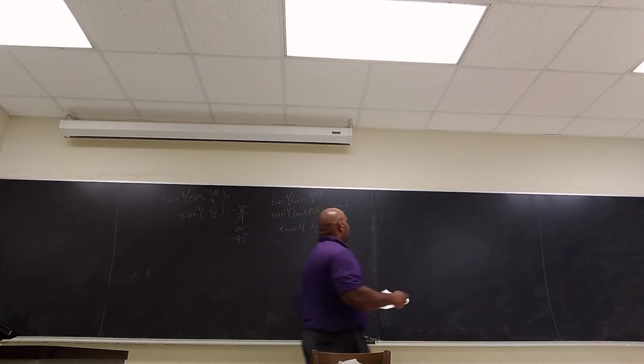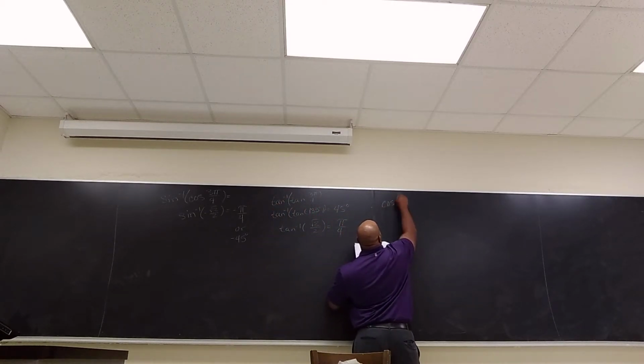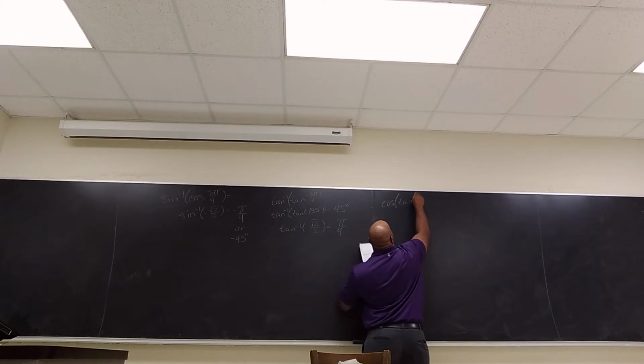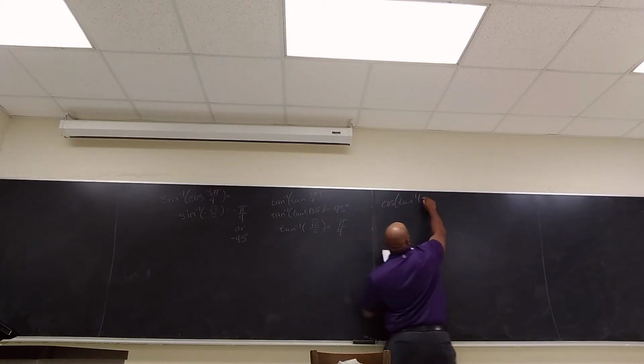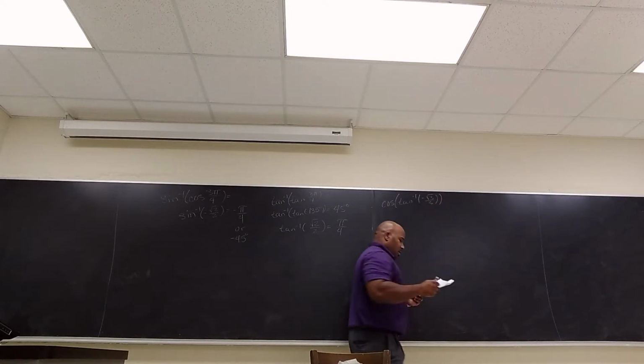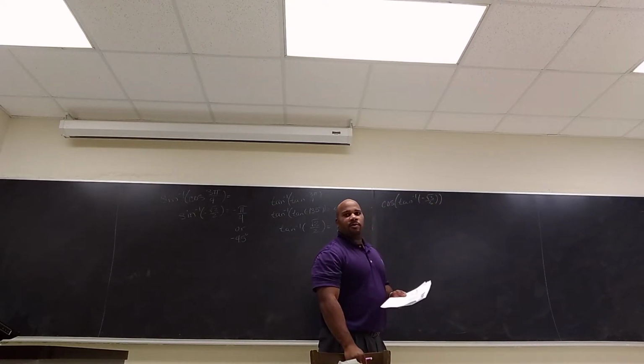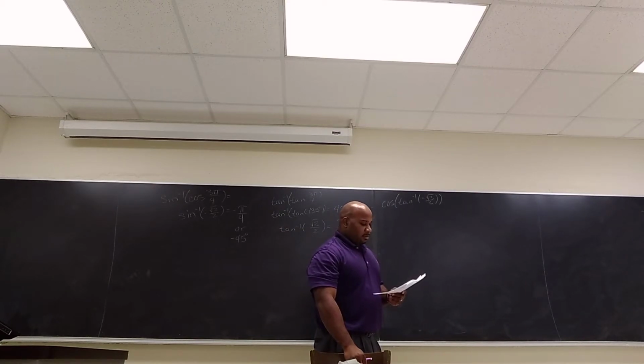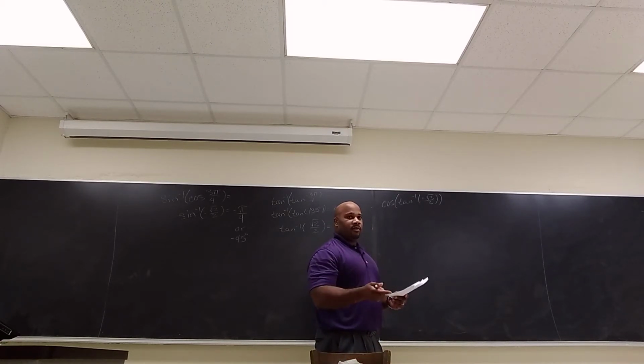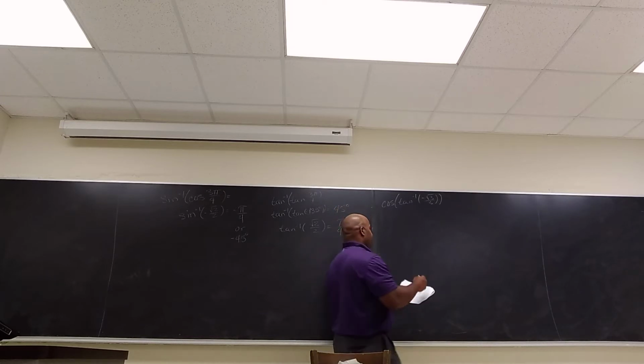We want cosine of tan inverse of negative root 3 over 3. And I have to know what tan inverse of negative root 3 over 3 is. That's going to be 30 degrees. I'm sorry, not 30 degrees. It's negative, so it must come from the fourth quadrant, which means it's going to be negative 30 degrees.